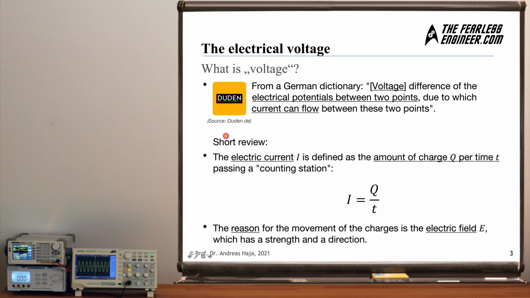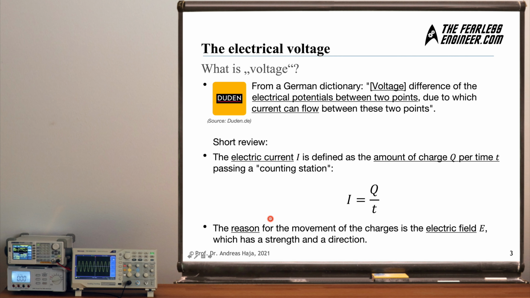Let's further continue with a short review of what we have learned already in previous videos. We have seen that the electric current I is defined as the amount of charge in a given time t that passes a counting station, which might be a multimeter which measures the amount of charges passing by. And it's described by this very simple relationship here. The current I is the ratio of charges and time t.